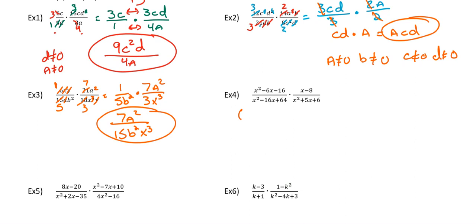For this first one, for 16, in order to get negative 16, it's going to be x minus 8 and x plus 2. My denominator is going to be x minus 8 twice. Here is going to be x minus 8. Bottom is going to be x plus 3 and x plus 2.